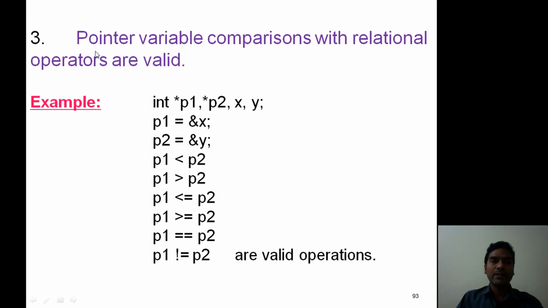Now the third one is another valid operation. Pointer variable comparisons with relational operators are also valid. The relational operators are less than, greater than, less than or equal to, greater than or equal to, equal to, not equal to. Now all these are valid operations. Okay. So this is the first set, which are valid operations.